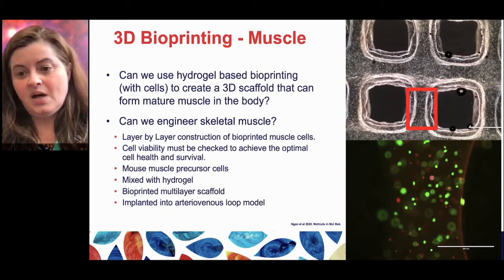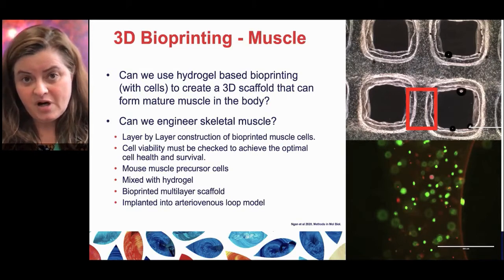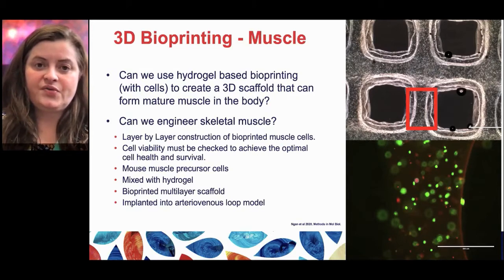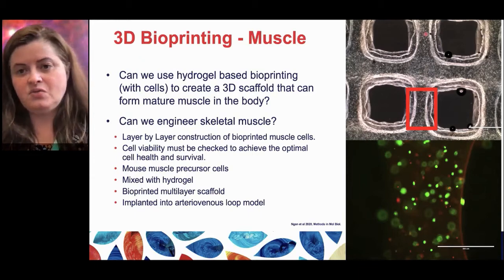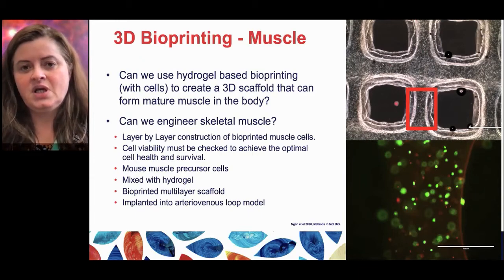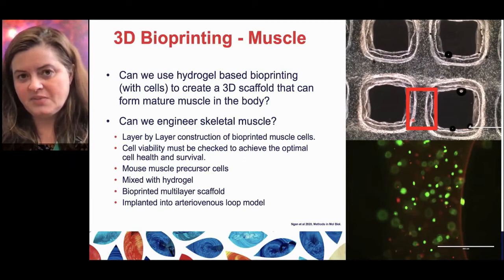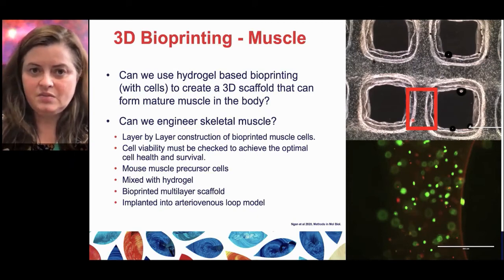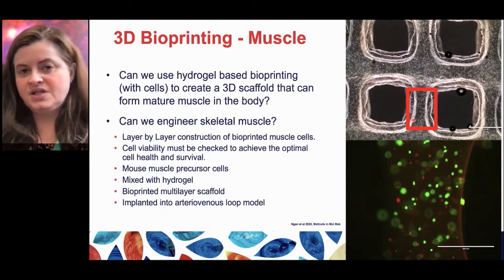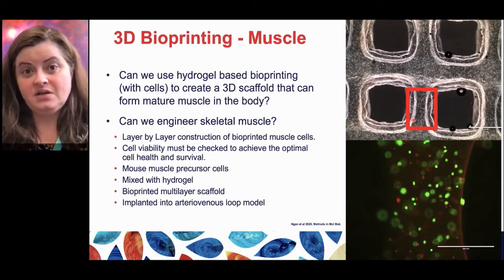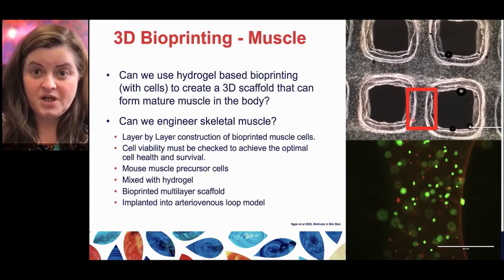These are mouse primary cells, so they had been extracted from a mouse muscle, and the intention was to bioprint a scaffold with these primary mouse cells and implant them into a rat and bring some vascularization up to the construct as well as some nerve up to the construct, to see if we can get some integration of a vascular system as well as some nerve supply to this construct.